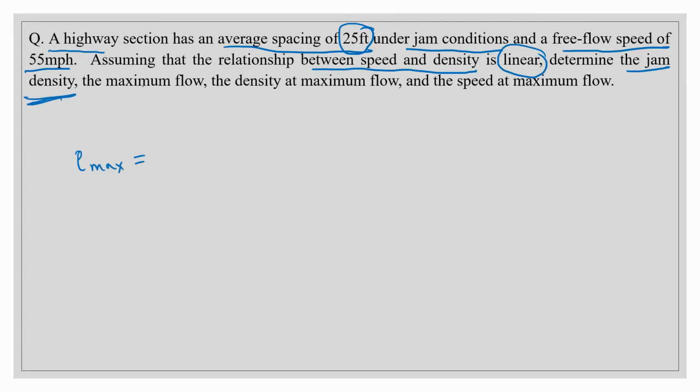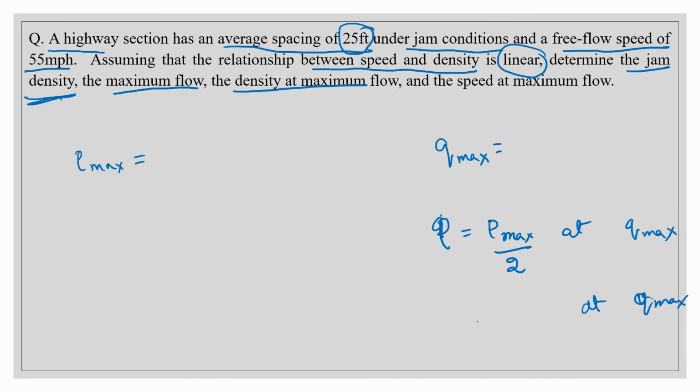rho max. The maximum flow, that is, we need to find Q max, and the density at maximum flow. You have already seen that we have density as rho max by 2 at Q max, meaning when the flow is maximum we have the density as rho max by 2, and at Q max we have the speed as V max by 2, and here we are already given V max as 55 miles per hour. Now we just have to find this rho max, and everything else can be calculated very easily.